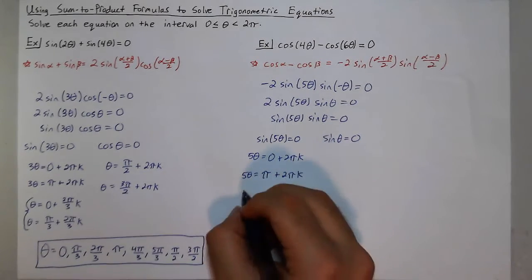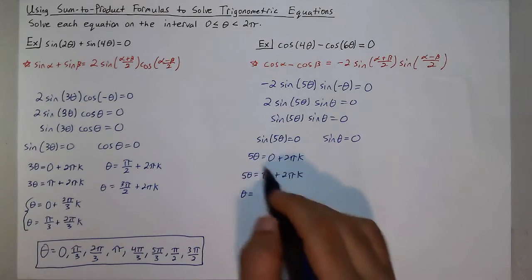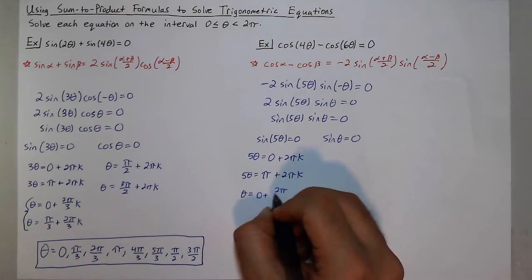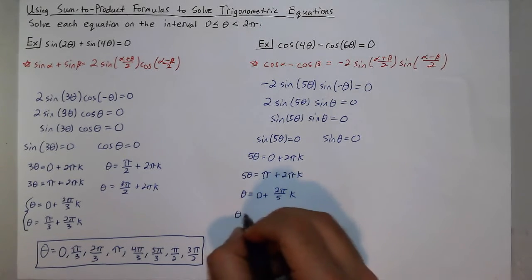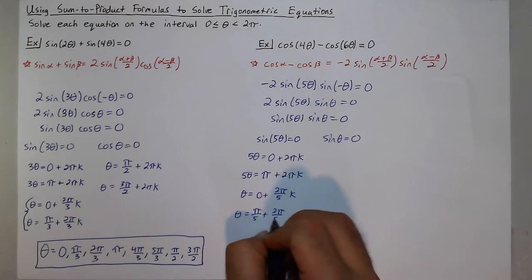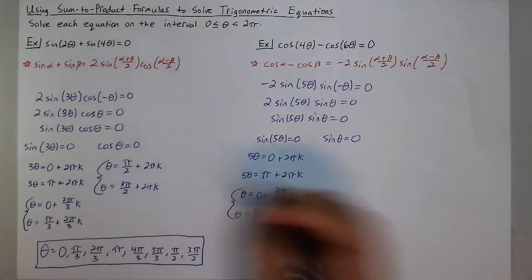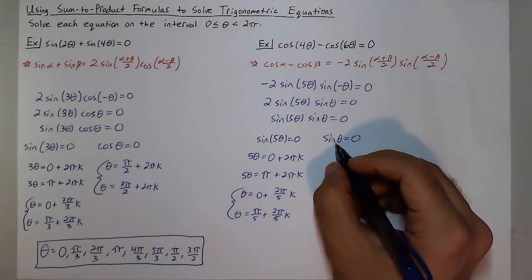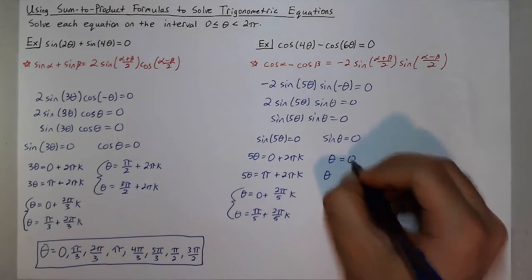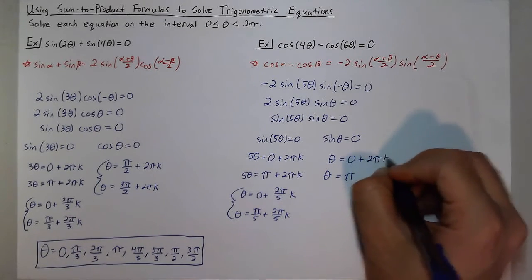I can now divide by 5. My general formulas for the solutions to sine of 5 theta equals 0 will now be theta equals 0 plus 2 pi over 5 k, and theta is equal to pi over 5 plus 2 pi over 5 k. And now I'll find the general formulas for sine of theta is equal to 0, which also happens at the same quadrantal angles, 0 and pi, and the period of sine is 2 pi, so I'll do plus 2 pi k.